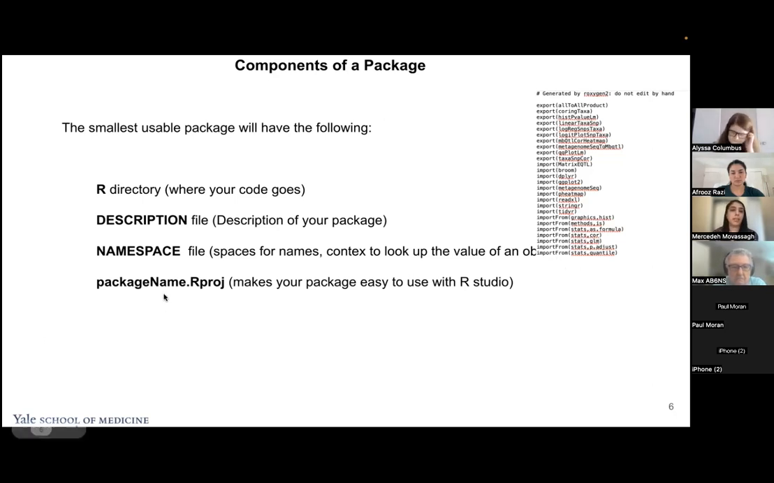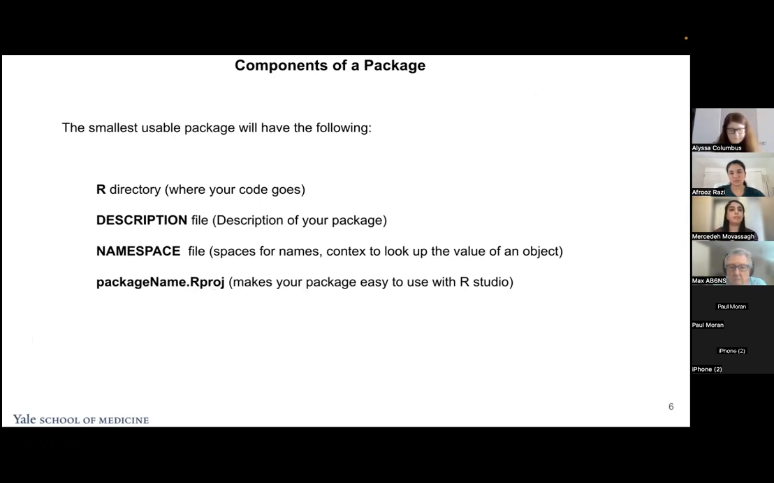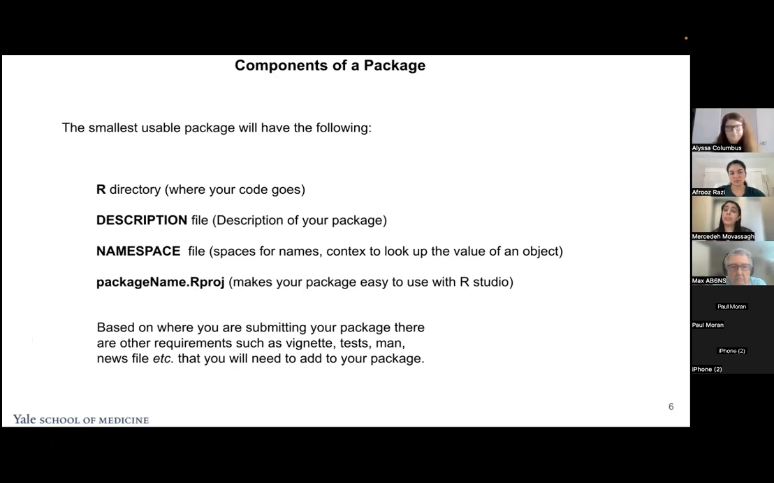And so the package name .Rproj is, if you're using RStudio, going to be simple because it just pulls up your project and makes life easier. Again, based on where you're submitting your code, there are other requirements. So there are vignettes, and tests that some people use. Our packages have all that. The man folder has the package information, and the news file, for when you're updating things, is going to be on there.